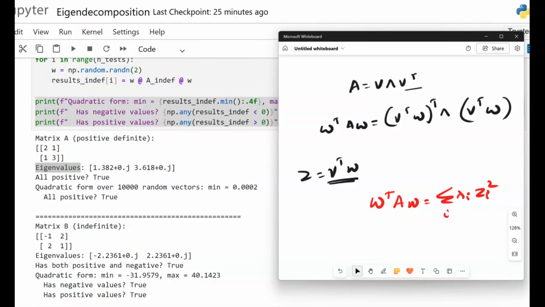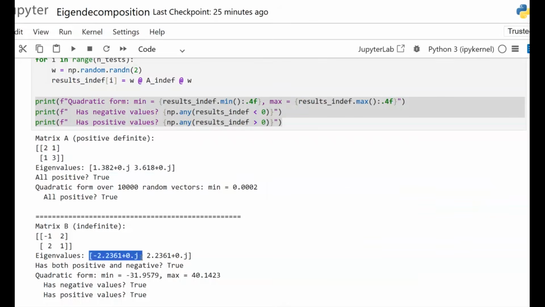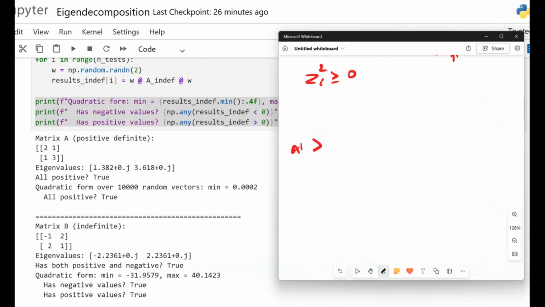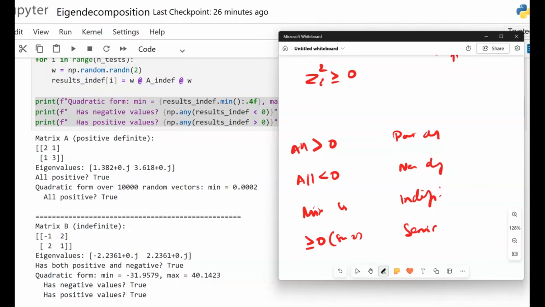So each term is weighted by an eigenvalue. Since Z sub i squared is greater than or equal to 0, the sign depends entirely on lambda sub i. With this we are identifying the eigenvalues. If all eigenvalues are greater than 0, the matrix is positive definite. If all eigenvalues are less than 0, it is negative definite. If it has mixed signs, it is indefinite. If some eigenvalues are zero, that is greater than or equal to 0, then it is semi-definite. So positive definite gives a unique minimum, and indefinite gives a saddle point.